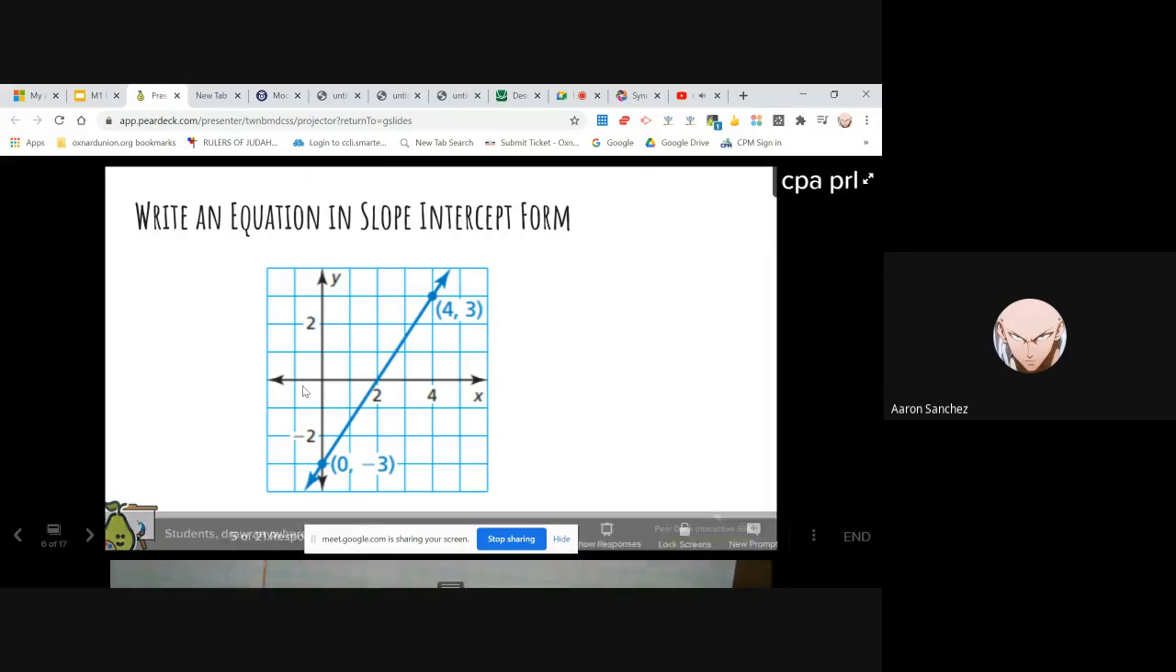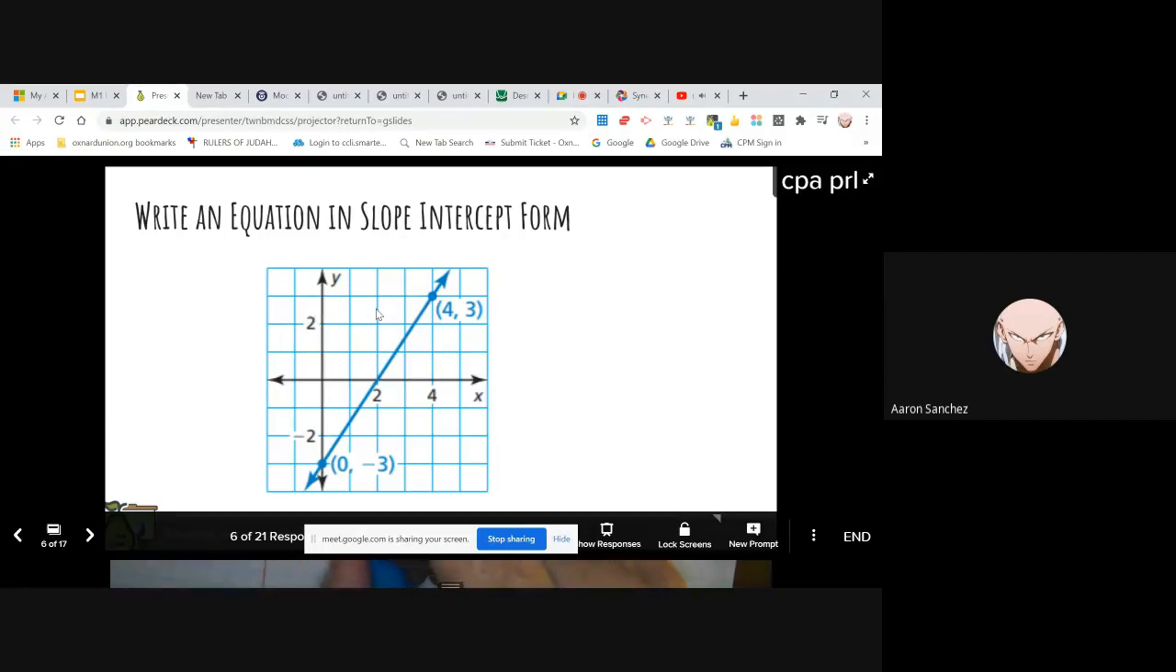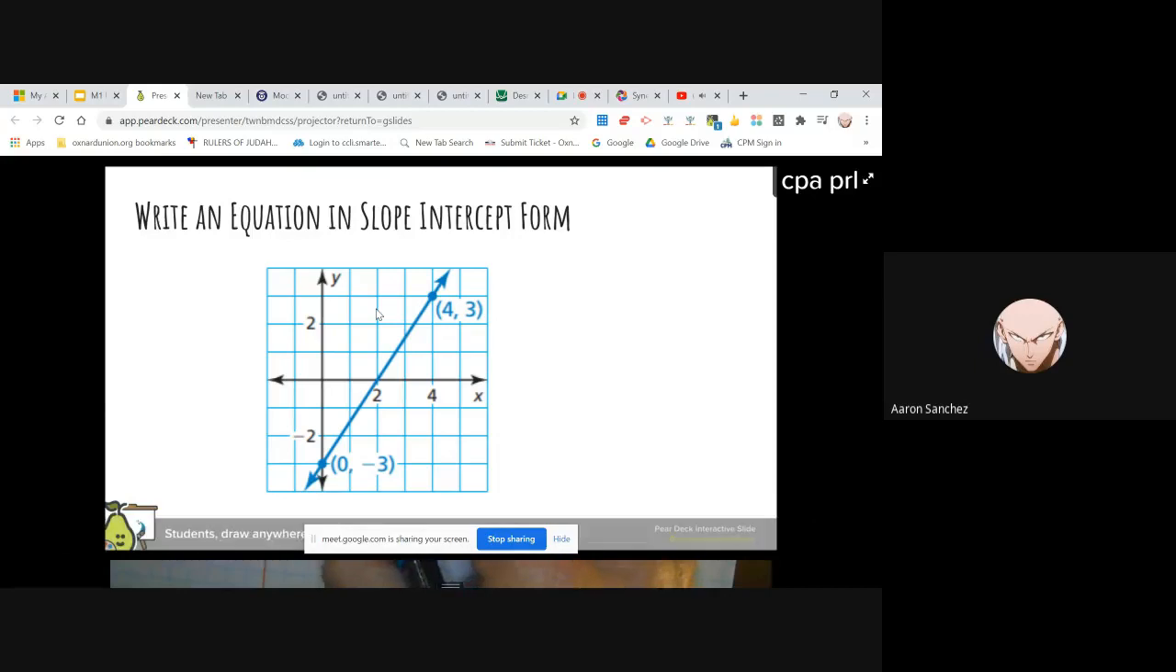So now this, because it's crossing here at -3, the -3 is going to be my b. And then how far up and how far over is your y-intercept? So write the equation for that. Okay, write the equation for that one.